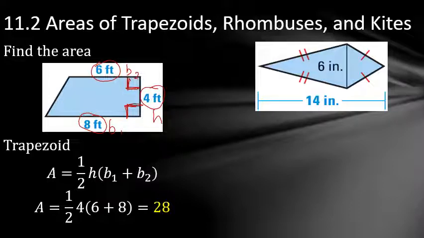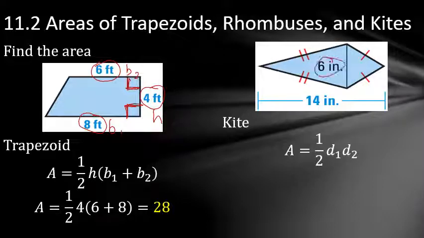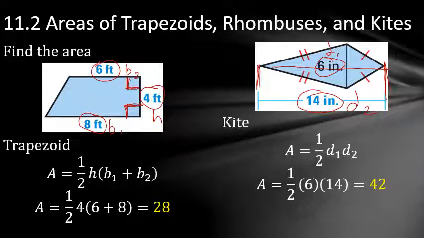What shape is this? That's right, it's a kite. The area of a kite is 1/2 d1 times d2. This is a diagonal. We can call that one d1. And notice the 14 goes end to end, so that would be the same as if it went through the middle. So that is the length of the other diagonal. It's 1/2 of 6 times 14, which is 42.